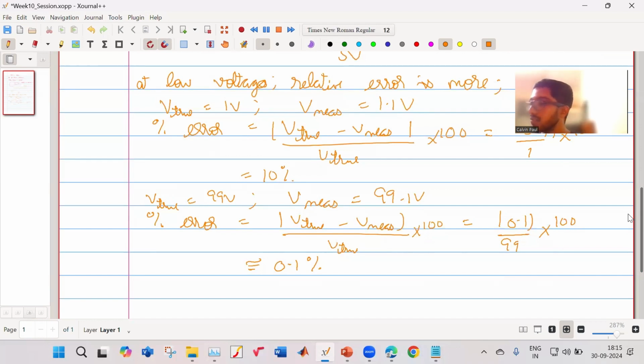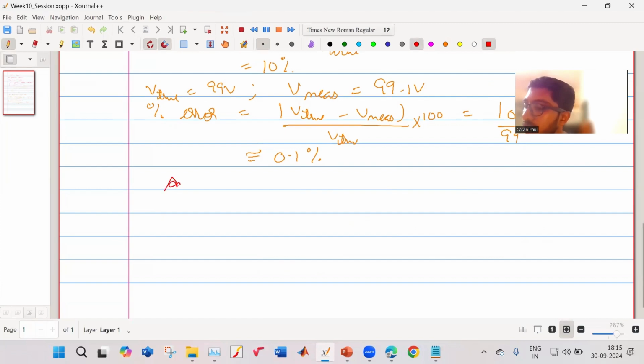So now what should we do if we want to measure very low voltage? We want to measure very low voltage, but it is creating an issue if we use a voltmeter. So any idea what should we do? So what is done is we require what is known as amplification. We want to amplify.